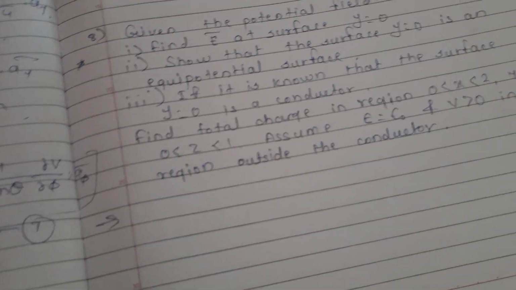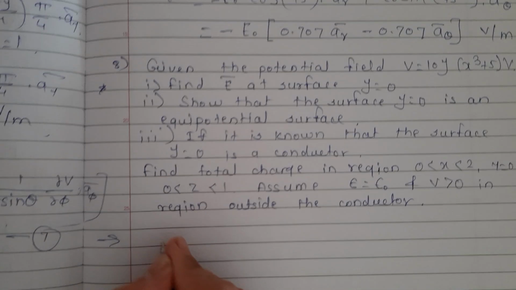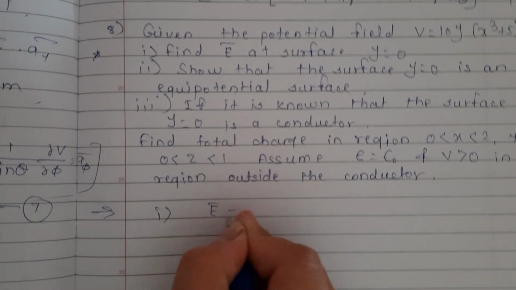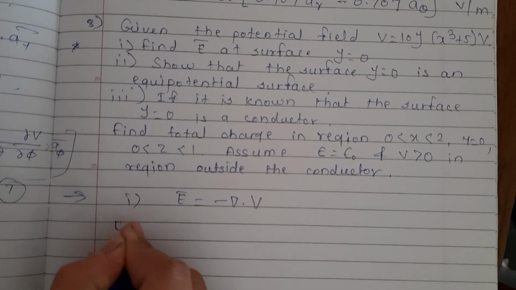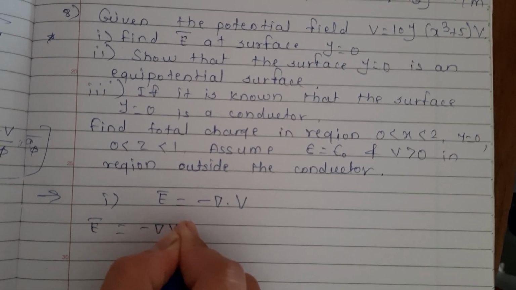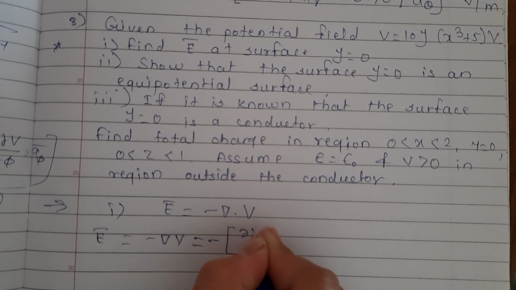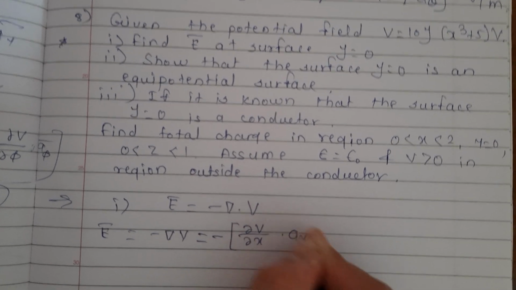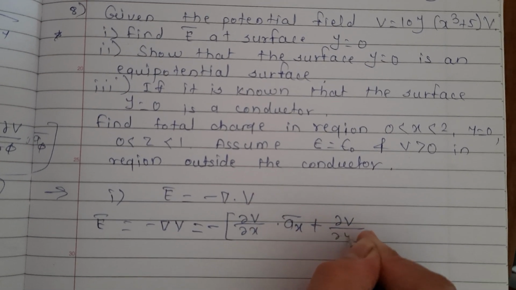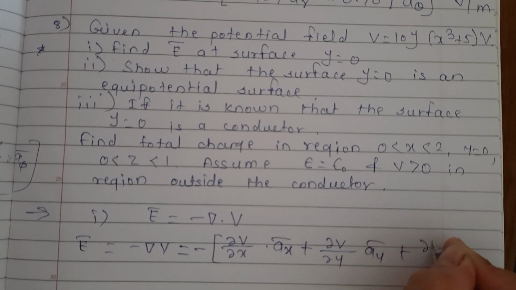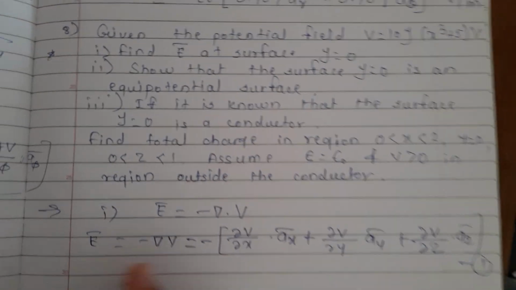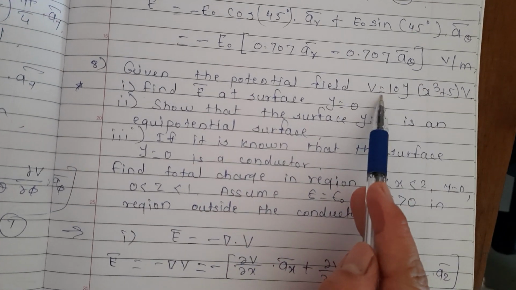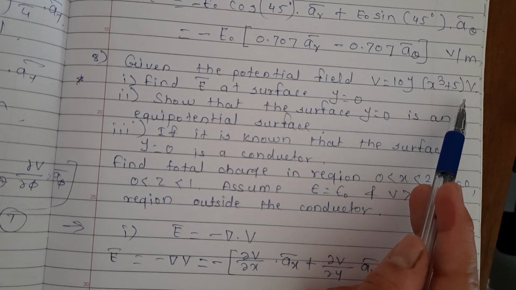This is a university asked problem for 10 marks. First we know that E bar is equal to minus del V. This is in Cartesian coordinate system, so we write minus del V is equal to minus dV by dx ax bar plus dV by dy ay bar plus dV by dz az bar. This is equation 1. Now we have the given equation V is equal to 10y into x cube plus 3.